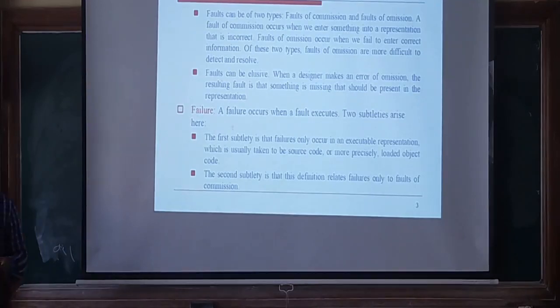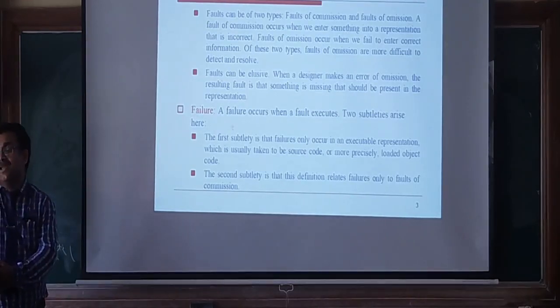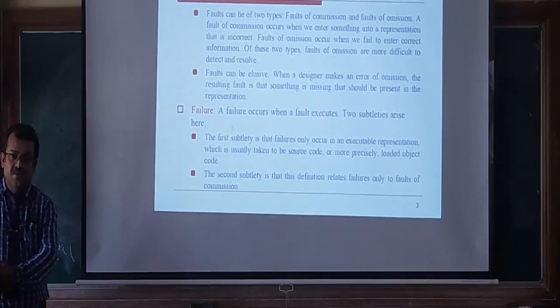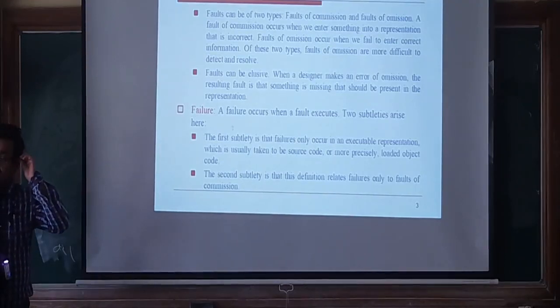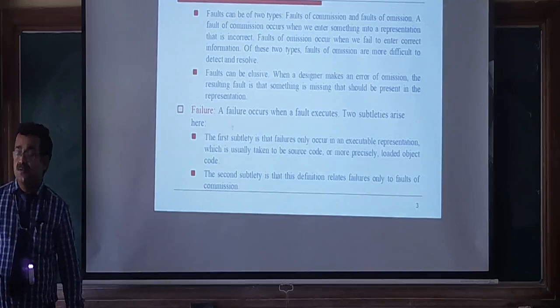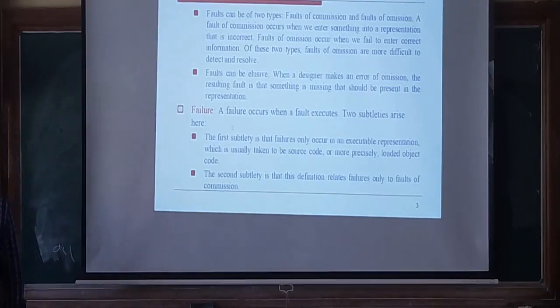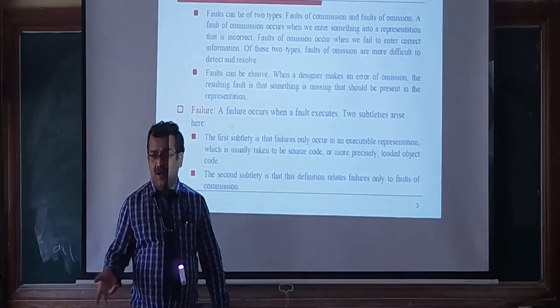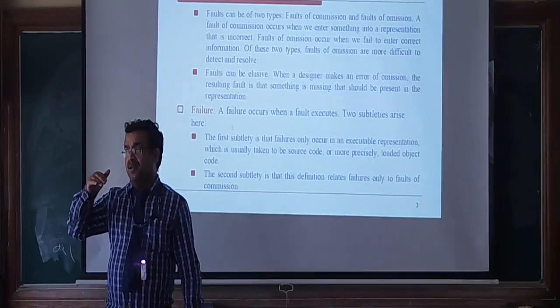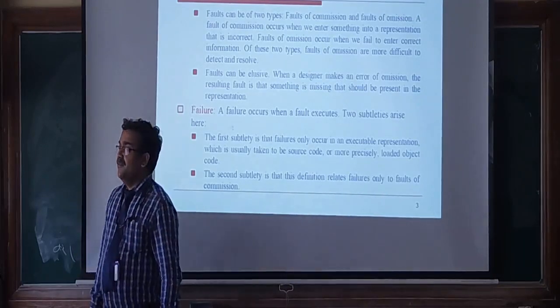Faults can be of two types: fault of commission or fault of omission. A fault of commission occurs when we enter something incorrectly, some representation incorrectly. A fault of omission occurs when we fail to enter the correct information. So when we include wrong information, we call it a fault of commission, and when we forget to include the information, we call it a fault of omission.